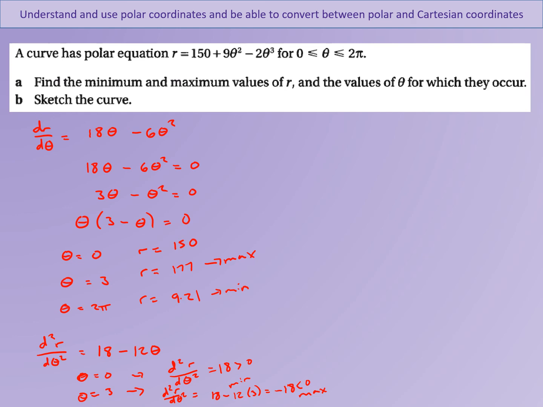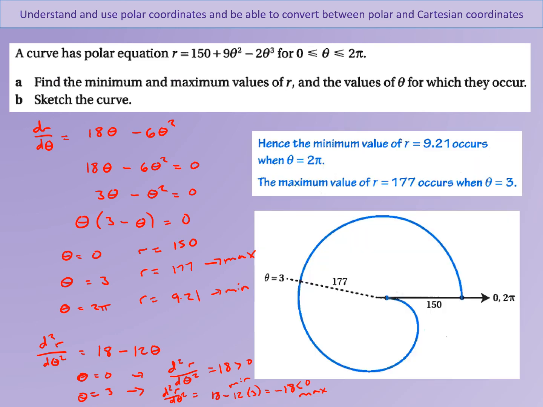Now, sketching a table of values of theta and plotting r and theta, we arrive at this curve here. We can see that the curve starts at this point where theta is 0 and r is 150. We travel around the curve until we reach a maximum. This is at theta equals 3, which is slightly less than half a turn, because half a turn will be 3.14. This is the value of 177, which is the maximum we calculated.